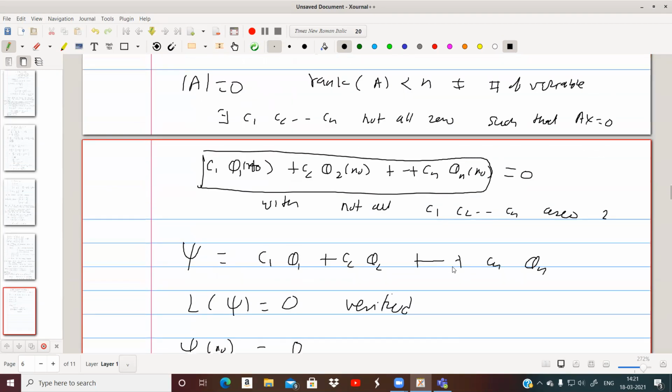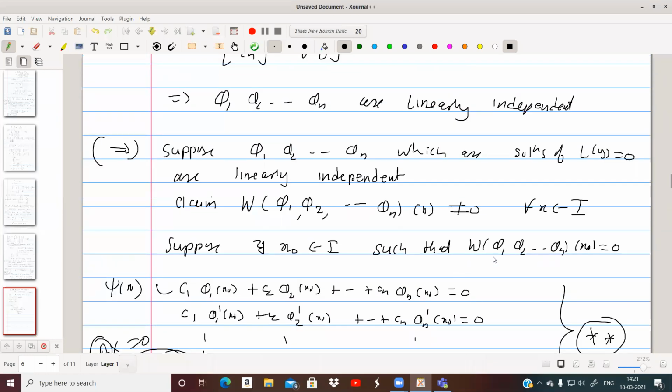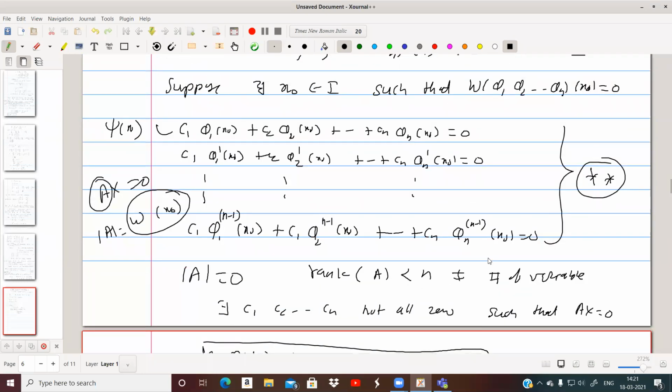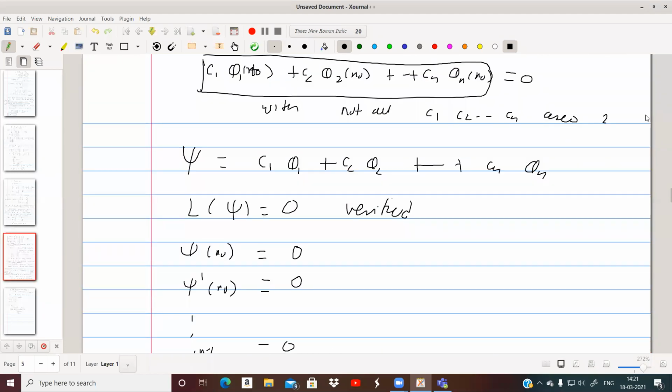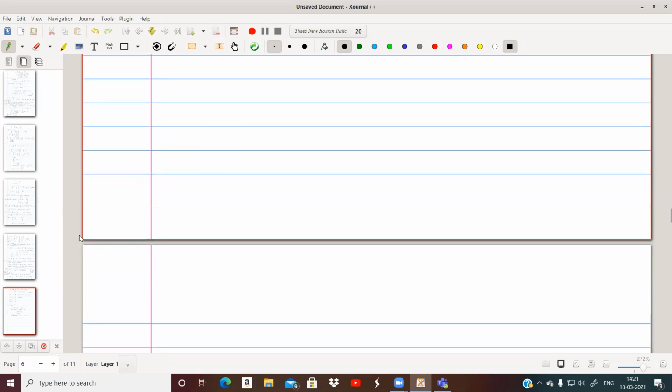So what did we assume? We assumed that there exists one point at which the Wronskian is 0. It is wrong, so this is not possible. Not possible means the Wronskian is completely non-zero: the Wronskian of phi1, phi2, phi n at x is compulsorily non-zero. So these are the necessary and sufficient conditions for your functions to be linearly independent. It is a theorem similar to the earlier one.